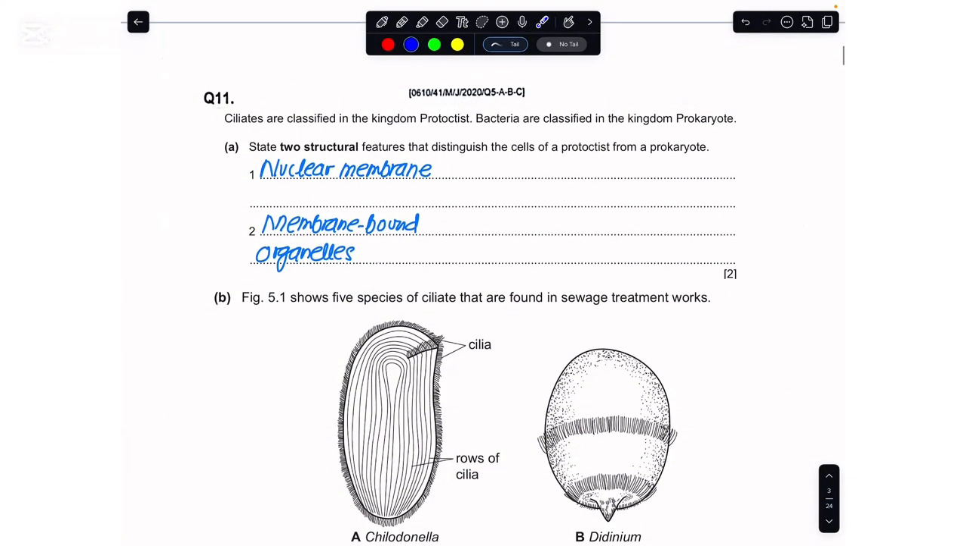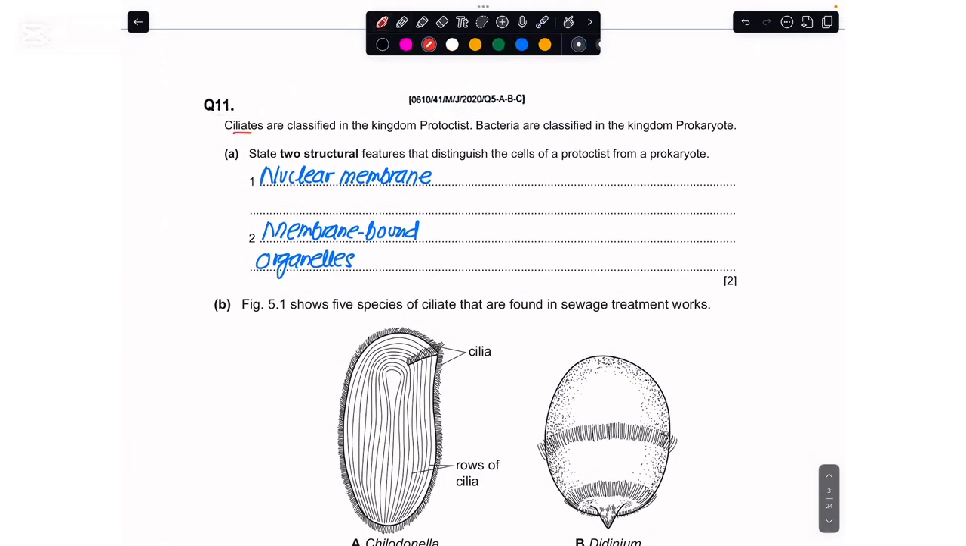Now, if we were to come to this part, they say that we have the ciliates, and they are classified in the kingdom Protoctista, and you know that the Protoctists are the dustbin kingdom. If we come across organisms that look animal-like and plant-like, but they miss some of the typical characteristics of animals and plants, we put them in the kingdom Protoctista. They say the bacteria that we have with us make their own kingdom, which is kingdom Prokaryote, and they ask you to state two structural features that would distinguish a protoctist from a prokaryote.